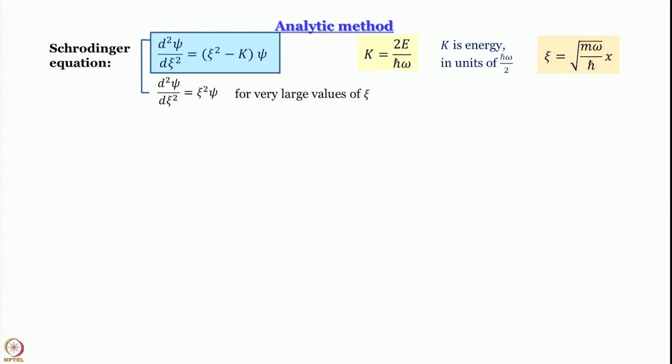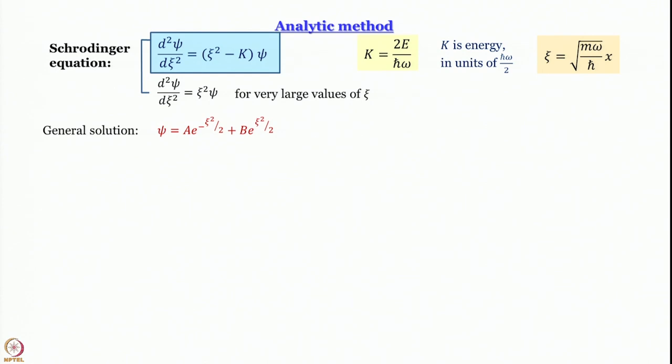We have said that k is just a number like 1, 2, 3, 4, and so on. So what happens if xi is very large? Then you can neglect k with respect to xi square, and d2 psi d xi2 becomes xi square psi. So what we will do is, first we are going to work out the solution for very large values of xi, and then we will go to the general solution.